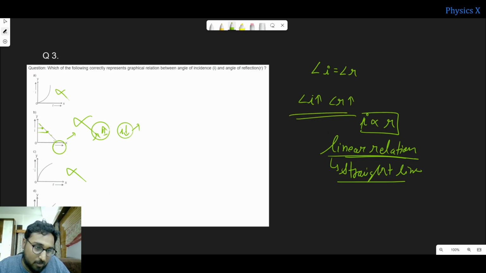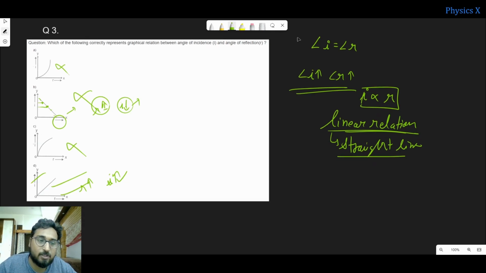So here, you can see this graph, obviously this is the answer, because R is increasing and I is also increasing. So this is the increasing linear relationship graph, so D will be the answer. Direct proportional relation is always a straight line.